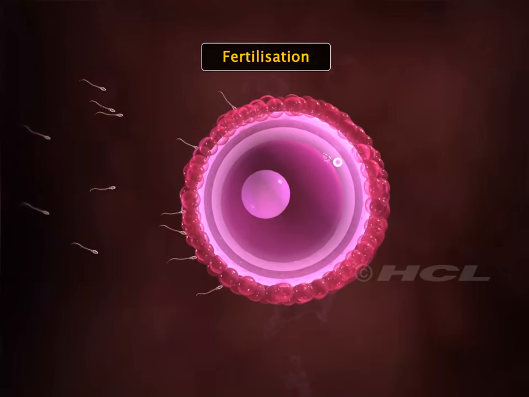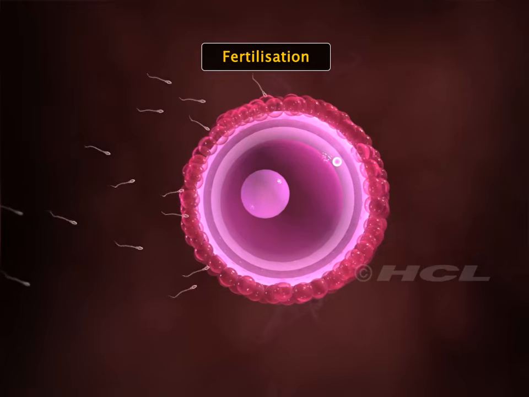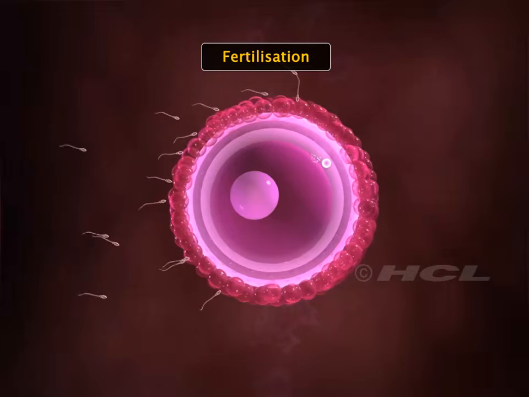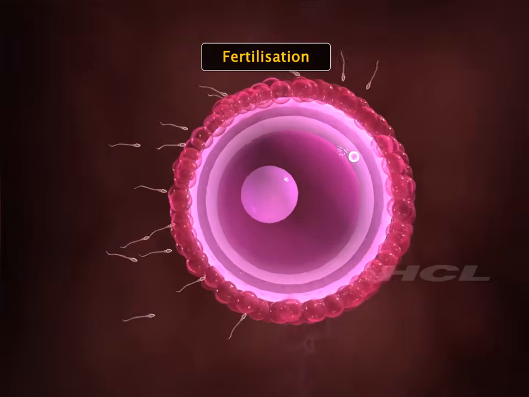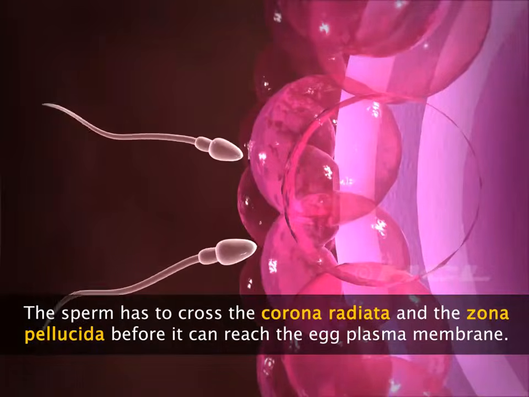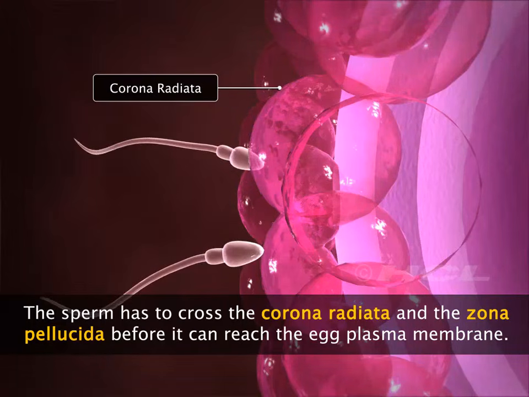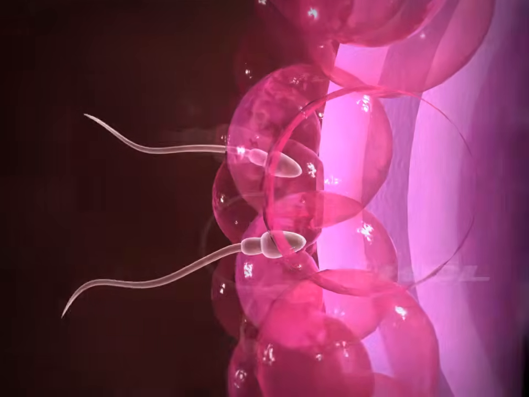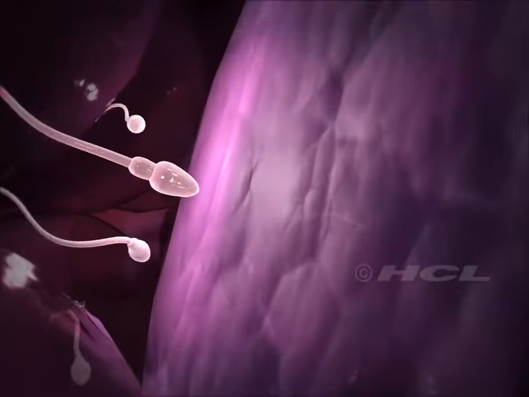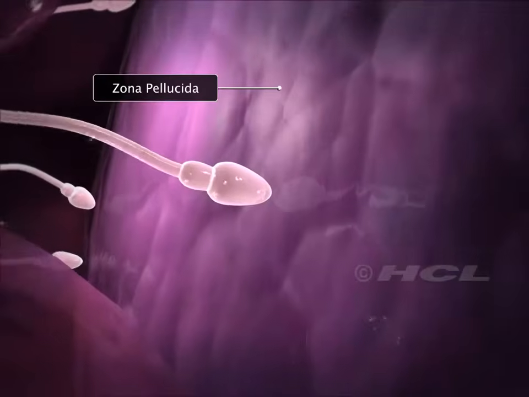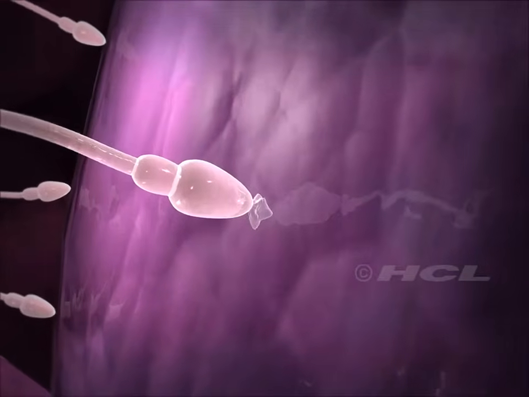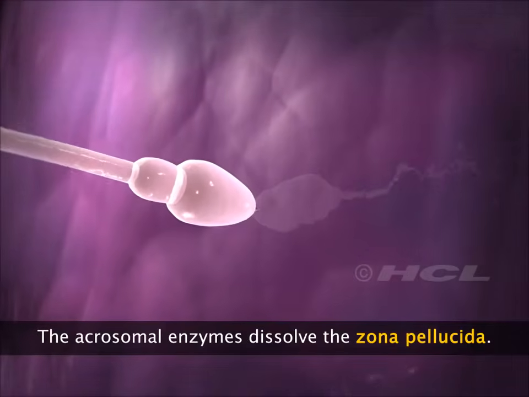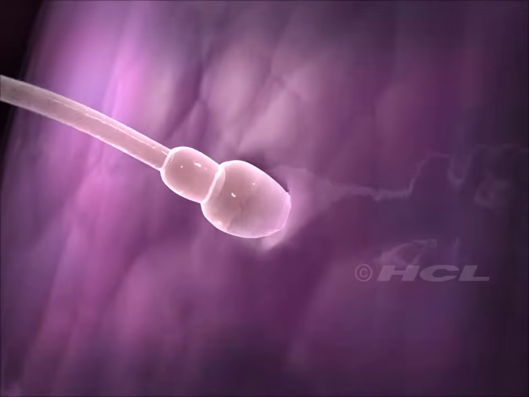For fertilization to take place, the sperms must be released in the vagina during the period that the egg is alive, that is, within 24 hours after ovulation. The sperm has to pass through the corona radiata and the zona pellucida to reach the plasma membrane of the ovum. When it reaches the zona pellucida, the acrosome releases its contents of lytic enzymes. These enzymes dissolve the zona pellucida.